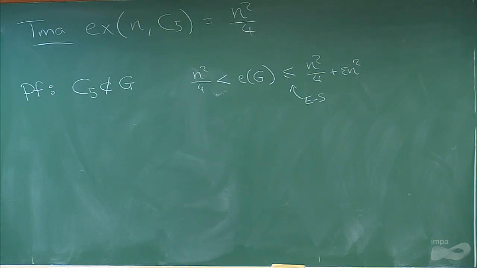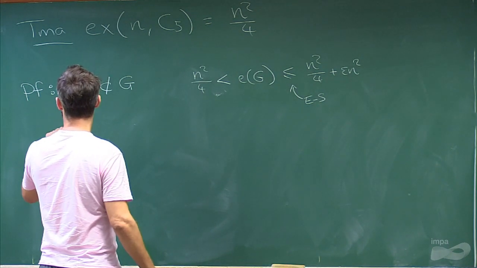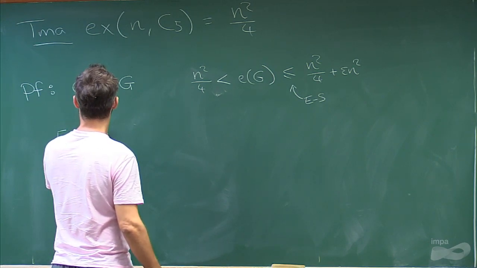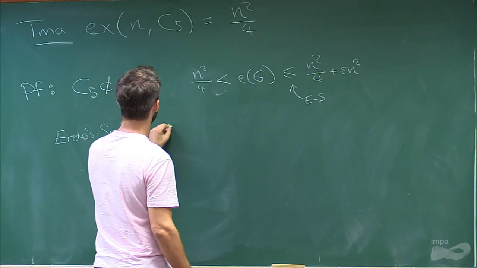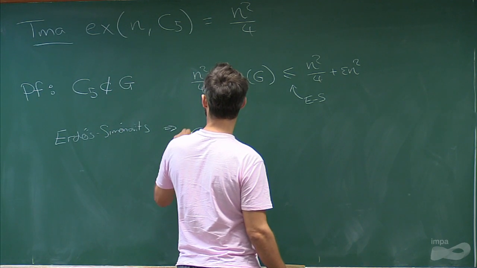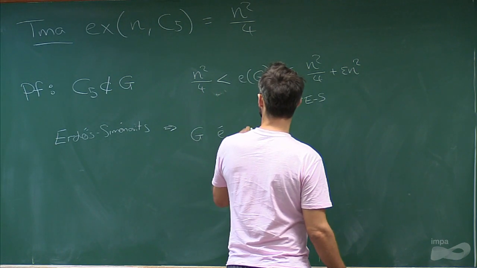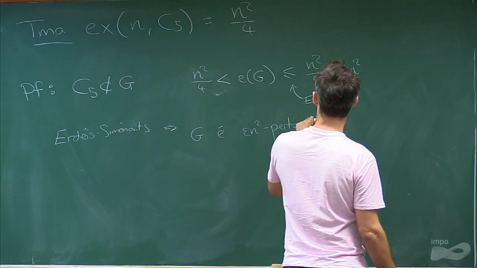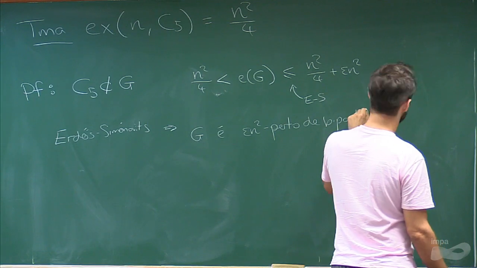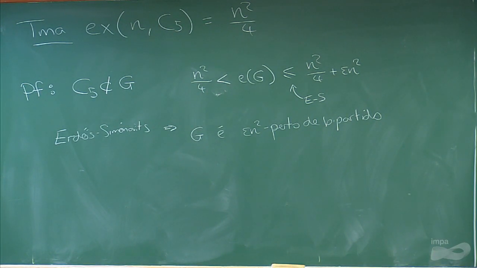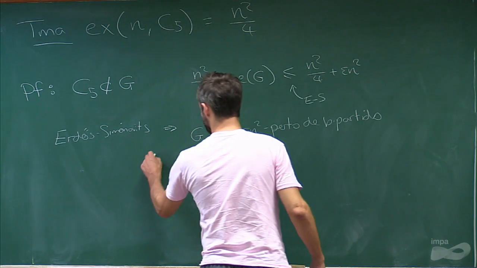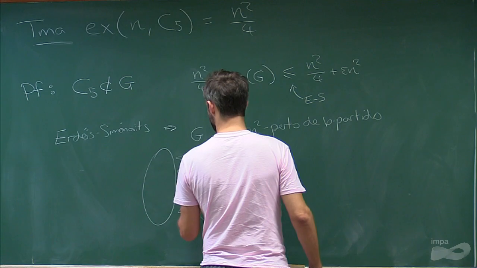I guess that follows already from Erdős-Simonovits, right? So by Erdős-Simonovits, G is epsilon n squared close to being bipartite. Is that right? Otherwise we'd have to have fewer than n squared over 4 minus epsilon squared edges. So we're already close, so how do we finish off? We have something that's close to being bipartite, and then there are some edges inside.